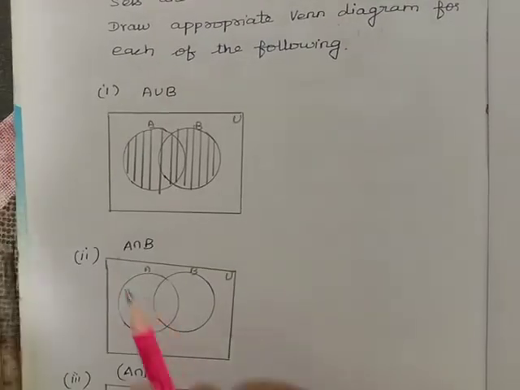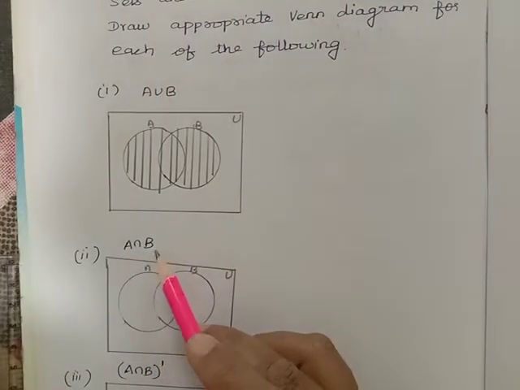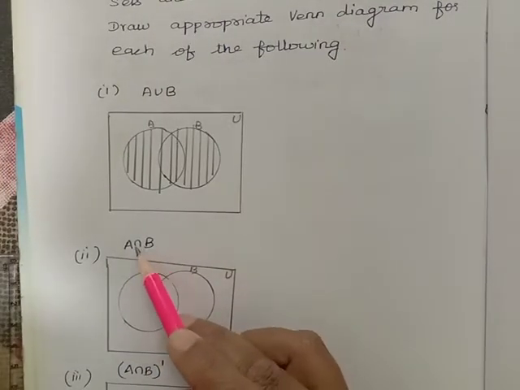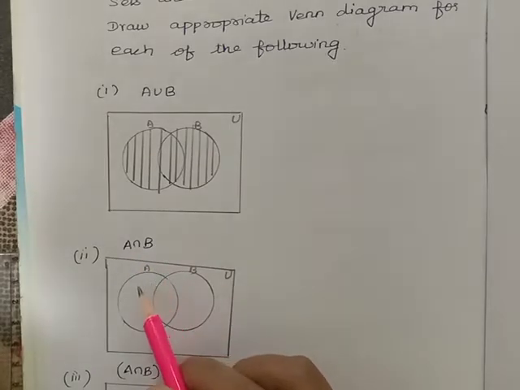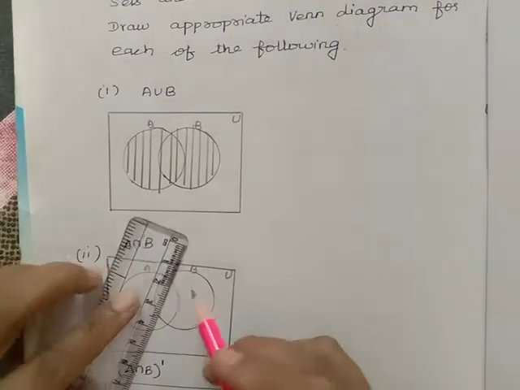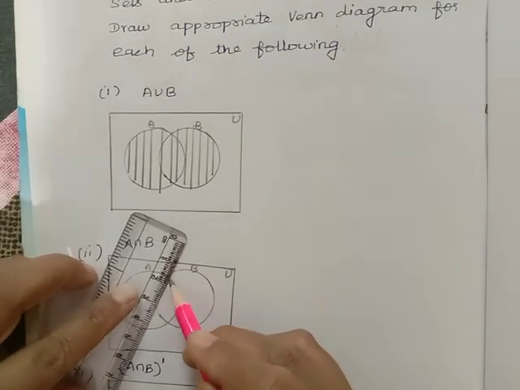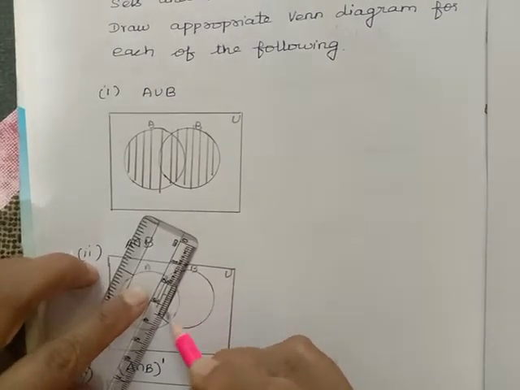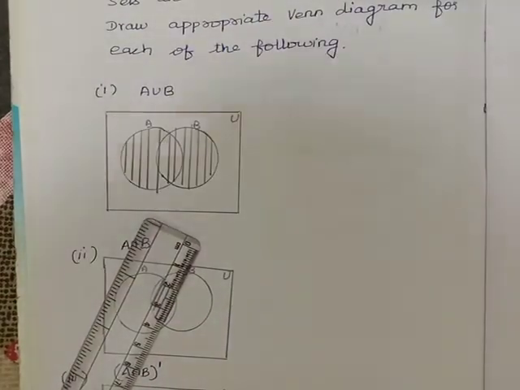Next, the second one is A intersection B. A intersection B means common. So what is common in A and B gives you A intersection B. The common portion in A and B is this portion, the center portion. This is A intersection B.